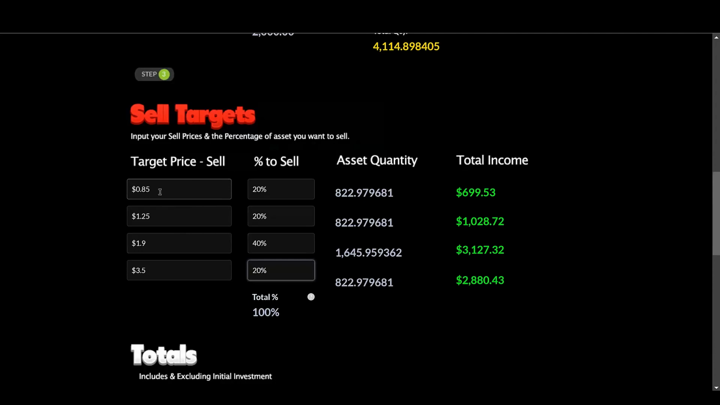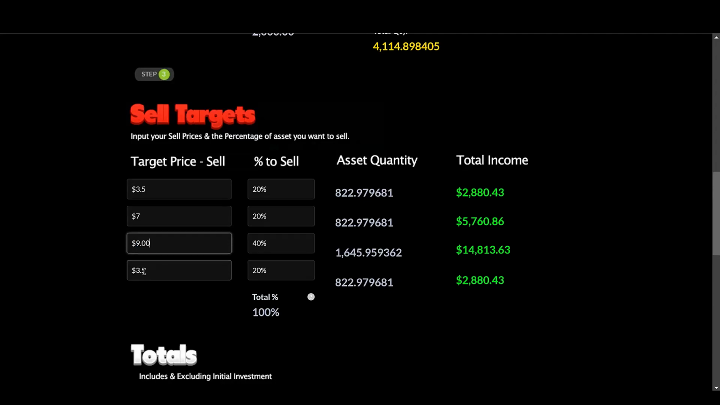So instead of 85 cents being our first sell target, let's do our previous all-time high. So I'll start at $3.50. I think we've all heard the $7 amount. So let's put in $7. Then we'll put in $9. That's a common thing you hear on crypto Twitter.